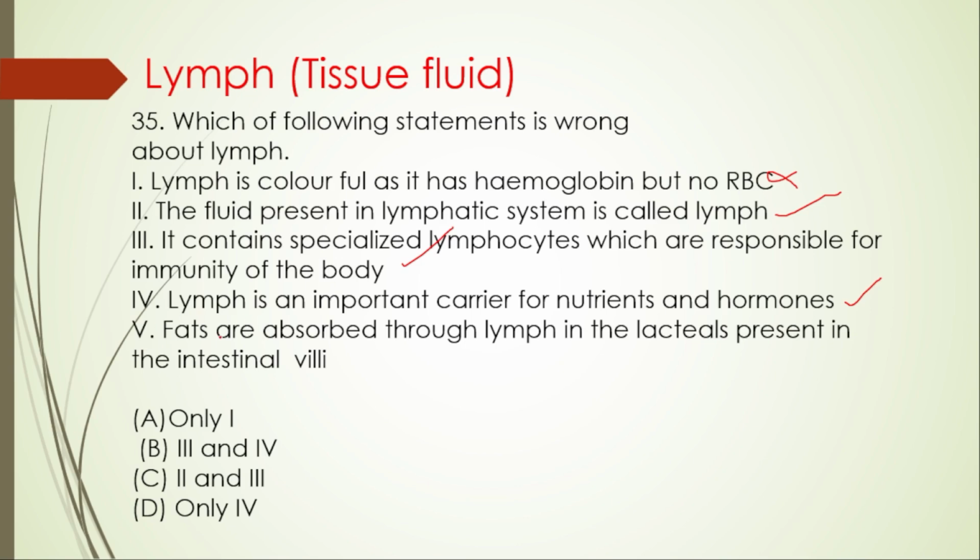And then fifth one, fats are absorbed through lymph in the lacteals present in the intestinal villi. So this one is also correct. Specialized lymphatic capillaries called lacteals. These are specialized intestinal capillaries, absorb what? Dietary fats. So among the following, which one is wrong, he is asking. So only the first one is wrong. So the right option here is A.